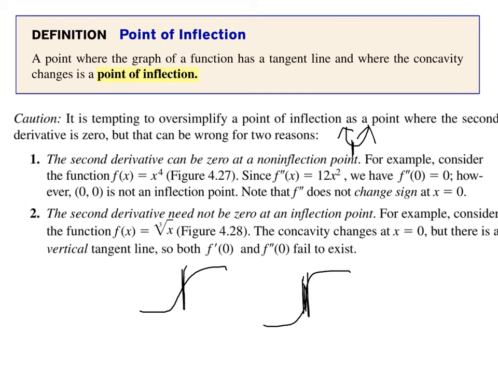The second derivative does change from positive to negative there, so it's a point of inflection. So just be careful the way that you use that second derivative. It's not where it's equal to 0, it's where it changes from positive to negative or from negative to positive. That's a point of inflection.